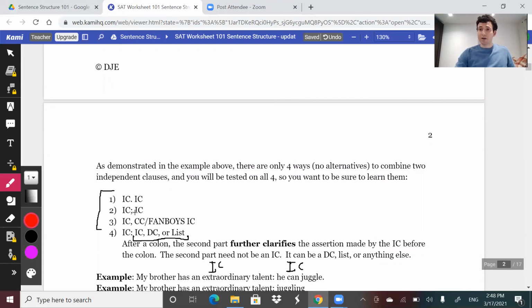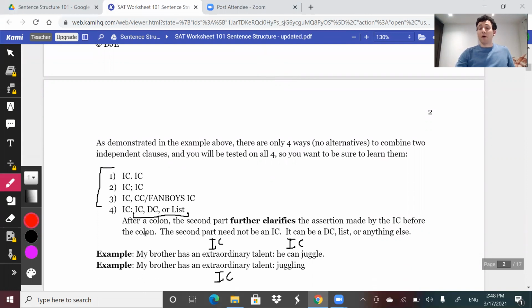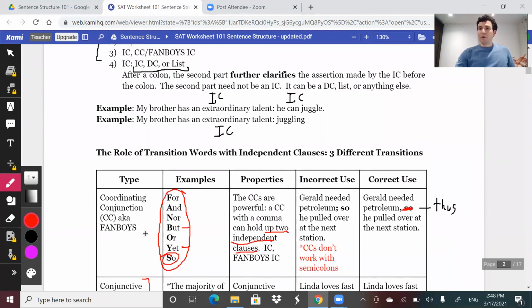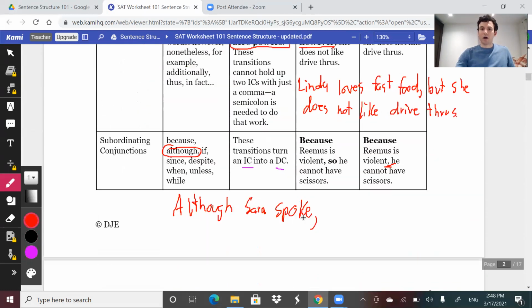You need to know how a semicolon works, just like a full stop, more or less. And you need to know how a colon works. And there's more on colons on worksheet 102. So anyway, let's try a few problems and see how much of this has stuck so far.